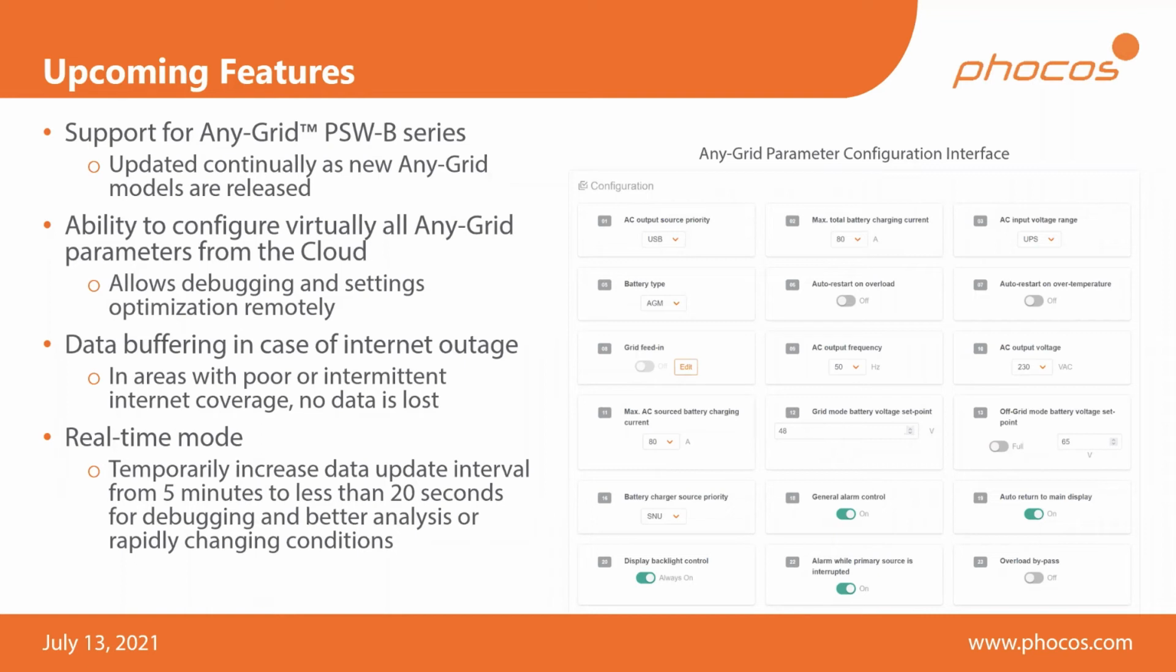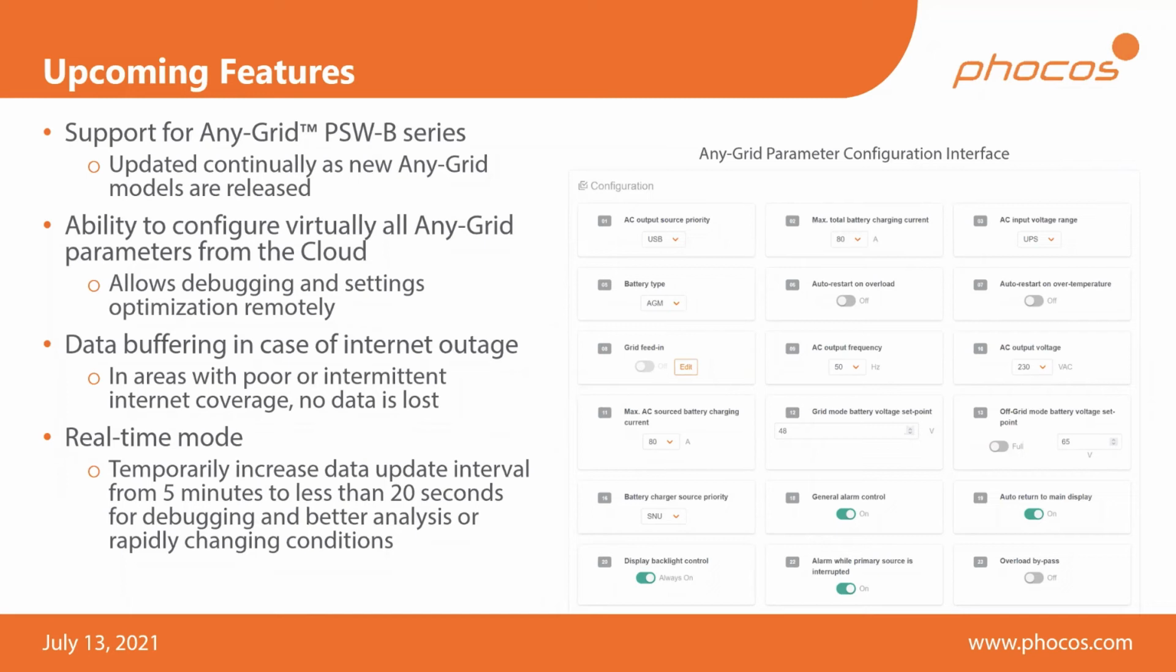So the upcoming features, I have 4 here I'd like to outline. The first one I've already kind of mentioned, that is the support for the AnyGrid PSWB series. As I said initially, the AB-PLC will support 1 to 3 PSWH units, but we are working on implementing PSWB support as well.